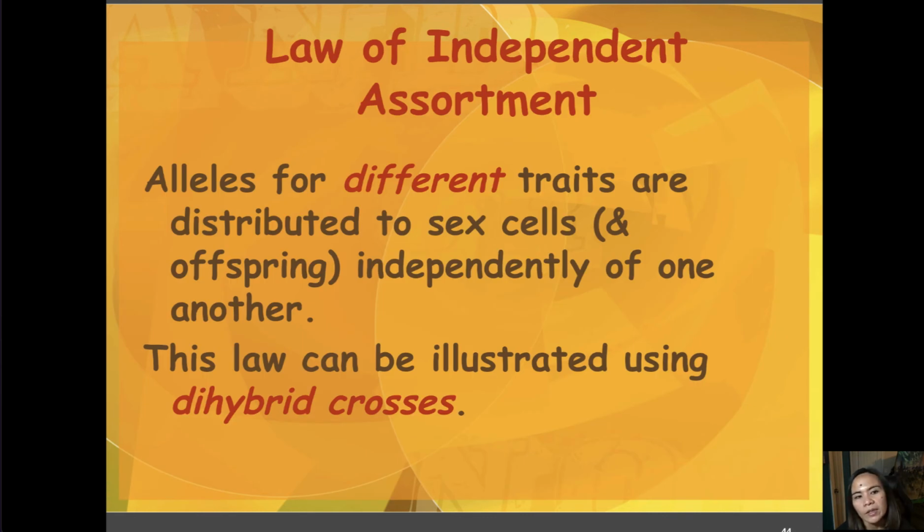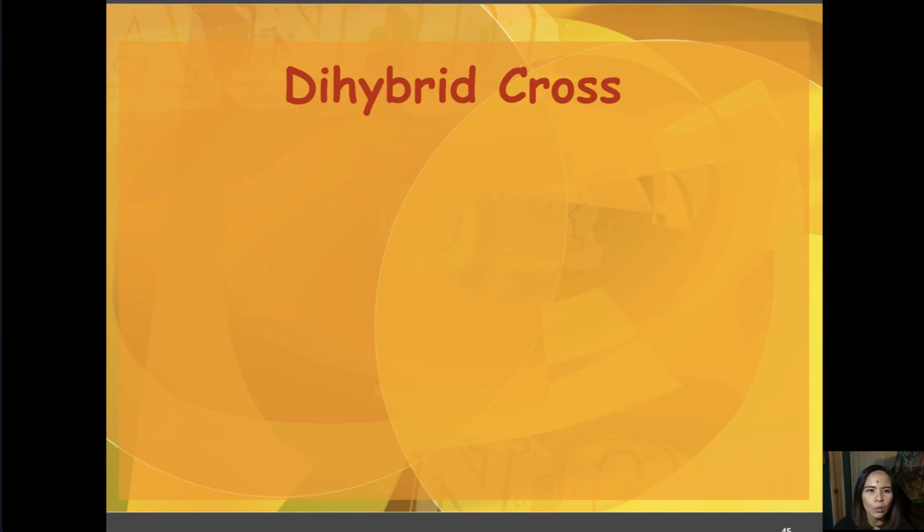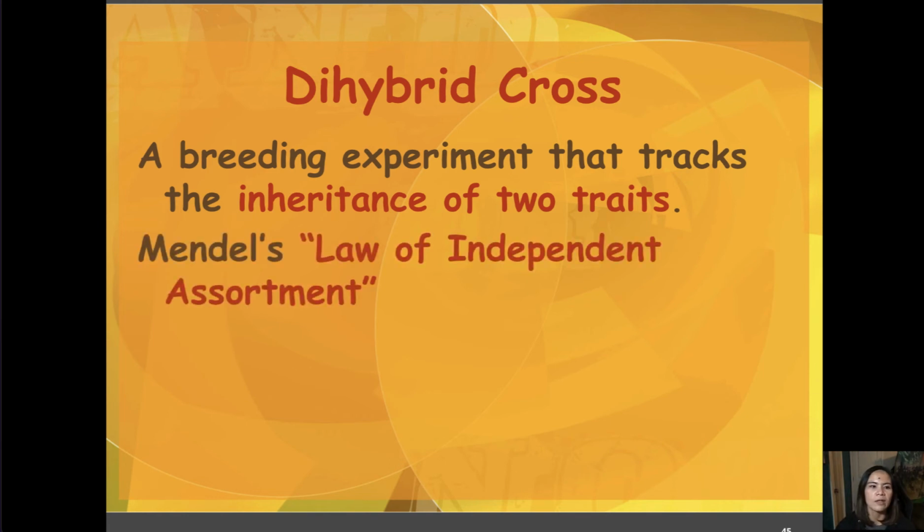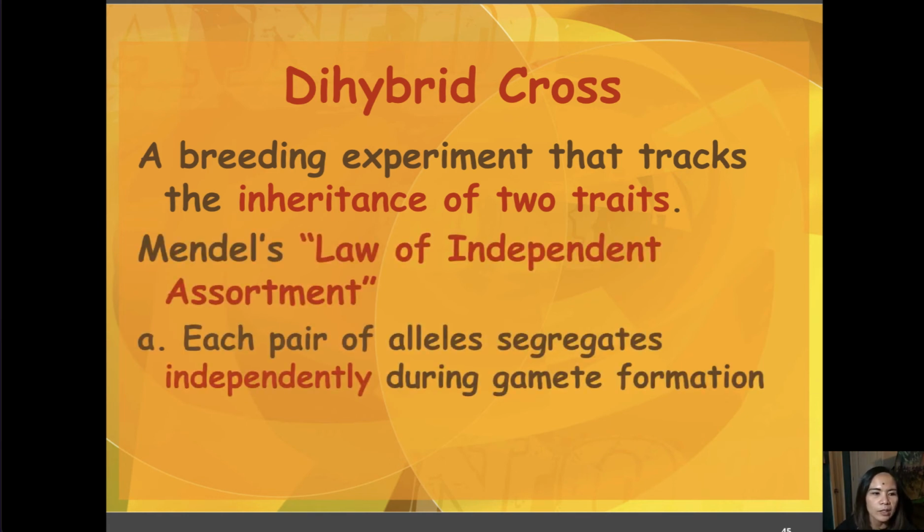Now, the law of independent assortment. So what is it? Alleles for different traits are distributed to sex cells and offspring independently of one another. This law can be illustrated using the dihybrid cross, which is used when we're dealing with more than one trait. So what is a dihybrid cross? It is a breeding experiment that tracks the inheritance of two traits. Mendel's law of independent assortment explains that each pair of alleles segregates independently during gamete formation.